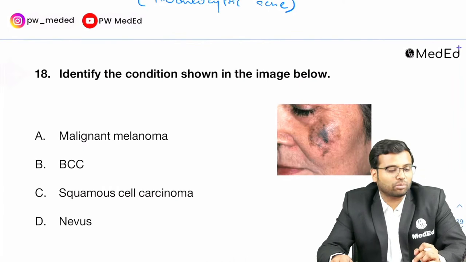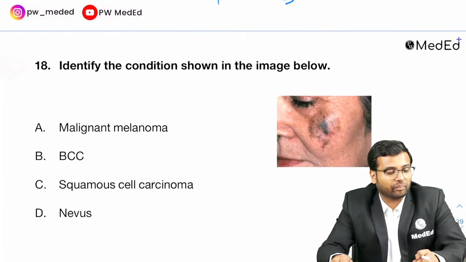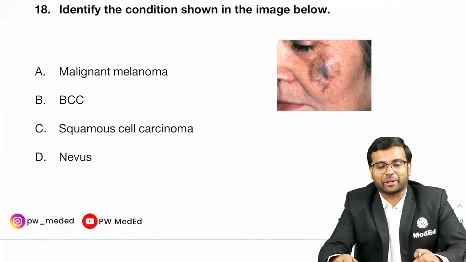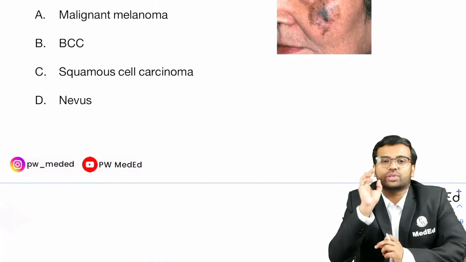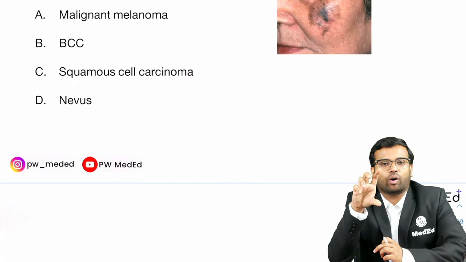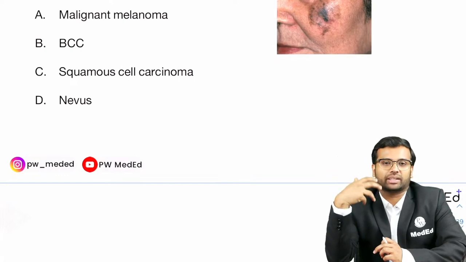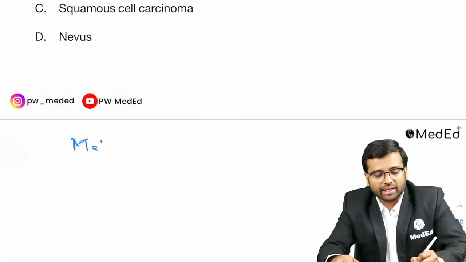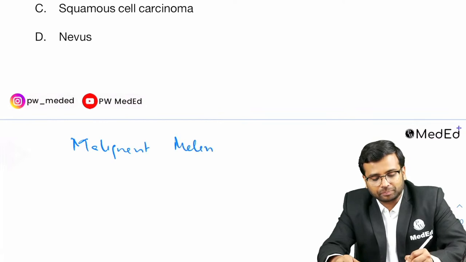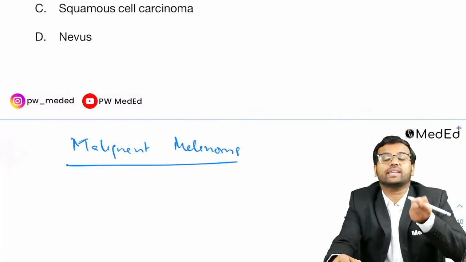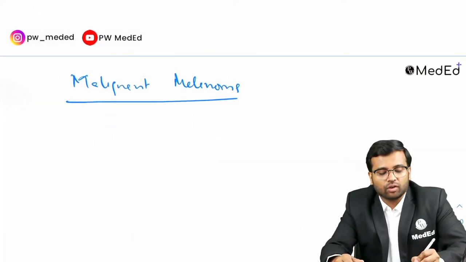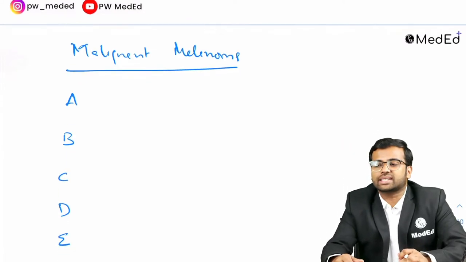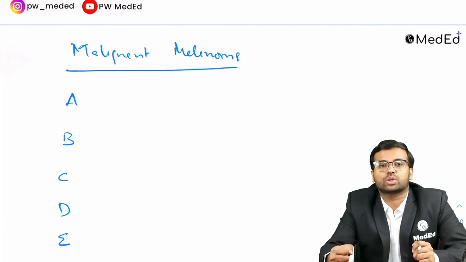So some of you are saying A, some of you are saying B. So now let's see whether it is A or B or C. So remember that whenever you see any black colored lesion, always think about a mole, nevus. There would be a proliferation of a nevus. Now in the case of malignant melanoma, we have to always evaluate any kind of a mole with the A, B, C, D, E algorithm. Now what is this A, B, C, D, E algorithm when it comes to a mole?